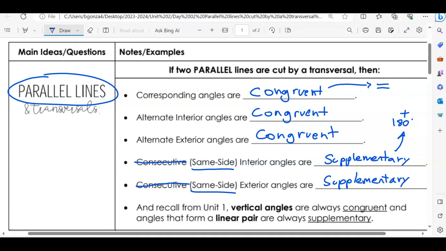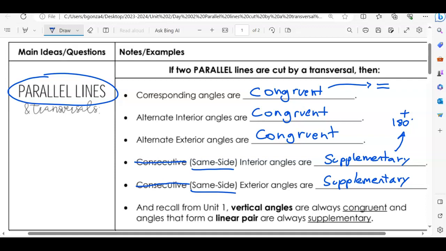Now look, here's kind of the rule that I want you to remember. The S rule. Same sides are the only ones that are supplementary. Y'all see that? S, S, S, right? Tricky.